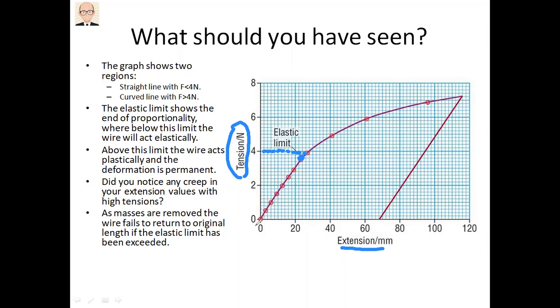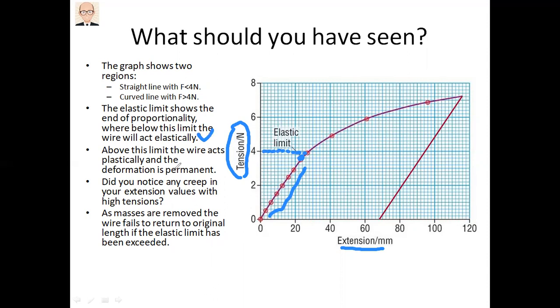So between 0 and 4 Newton, the wire is behaving elastically. So that means we have elastic deformation. If you remove the force, after some time the spring or material will go back to its original state. We have just seen in previous slides that these kinds of deformations are called elastic deformation. So if the force is smaller than 4 Newton, it's going to be elastic.